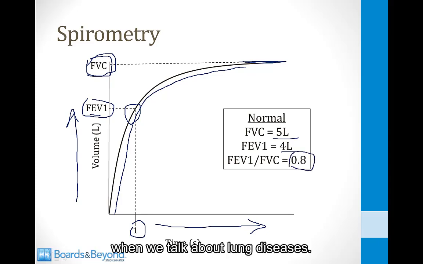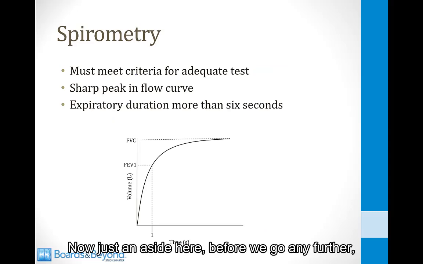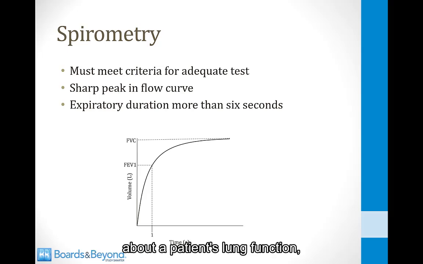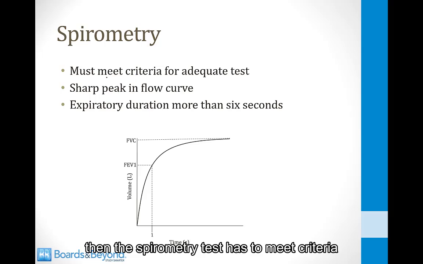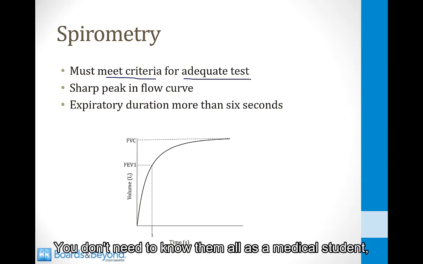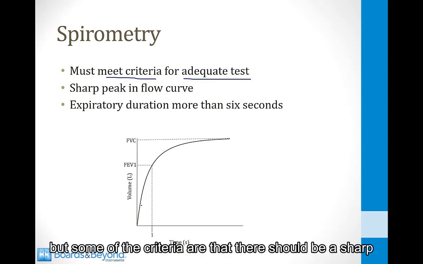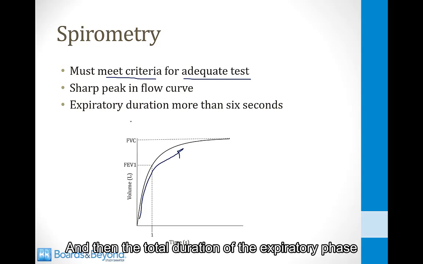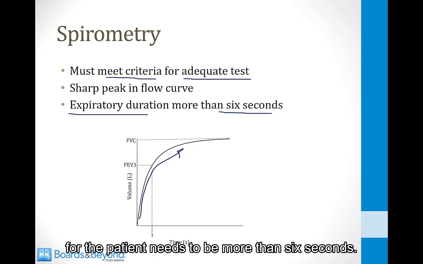Now, just an aside here before we go any further, if you're going to use spirometry to draw conclusions about a patient's lung function, then the spirometry test has to meet criteria for an adequate test. There are a number of criteria for this. You don't need to know them all as a medical student, but some of the criteria are that there should be a sharp peak in the flow curve like what you see here, and then the total duration of the expiratory phase for the patient needs to be more than 6 seconds.